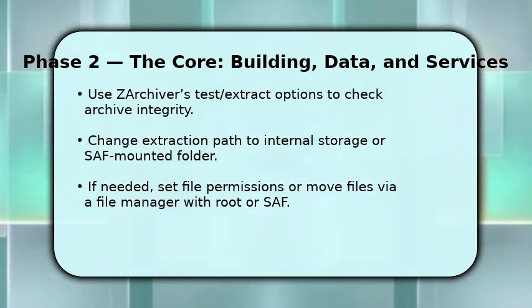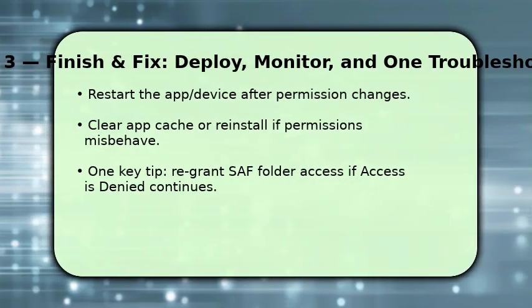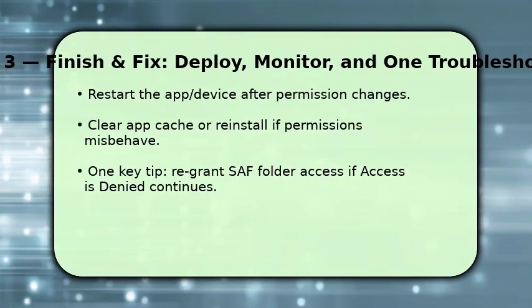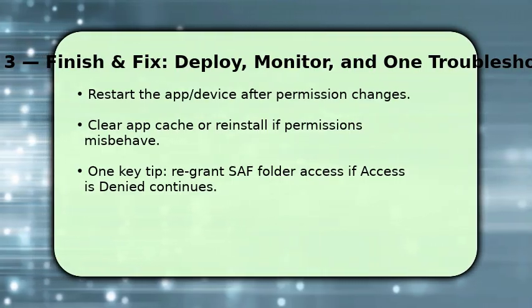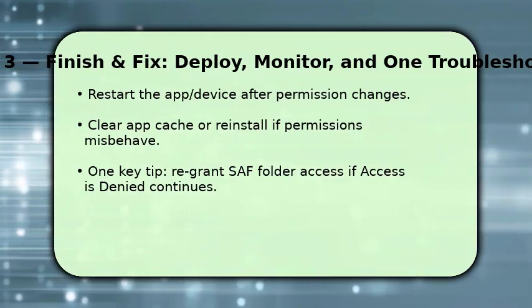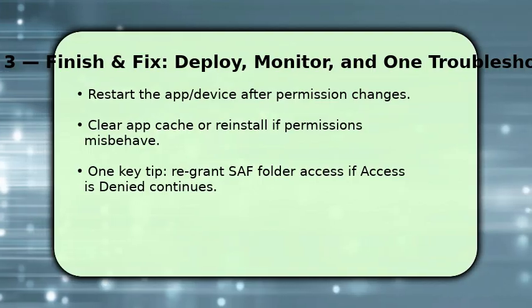To finish, restart Zarchiver, and if needed, reboot your device so the permission state refreshes. Then attempt extraction again into the SAF-selected folder. If problems continue, clear Zarchiver's cache or reinstall to reset its permission requests.